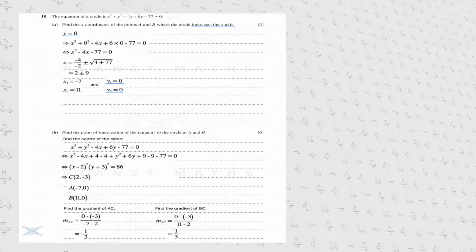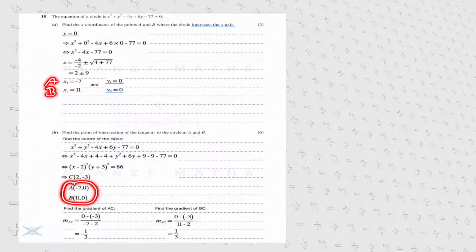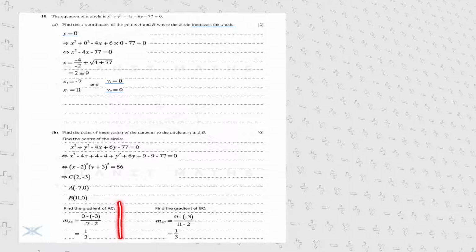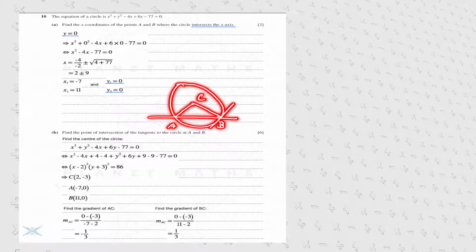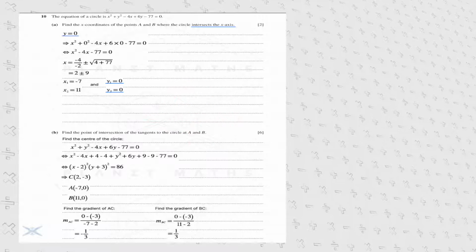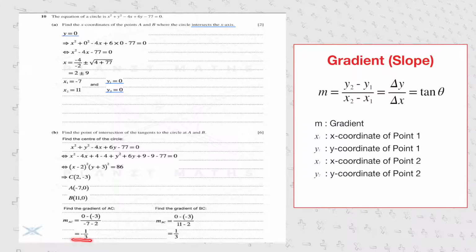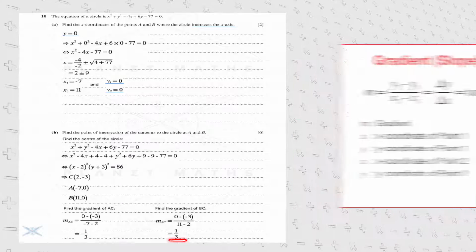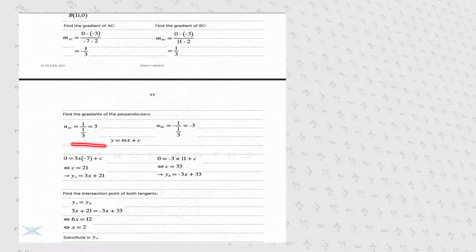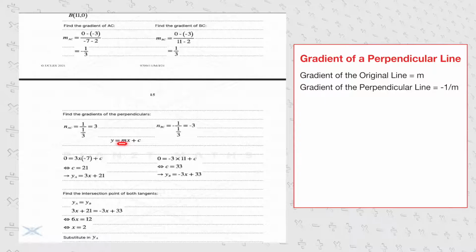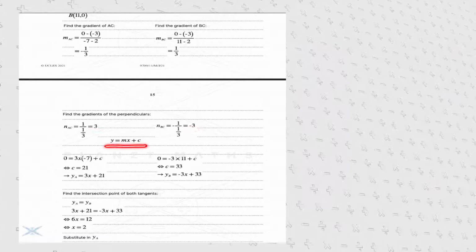From exercise 10a, we are also aware that points A and B are located at those coordinates. From there, we will have to find the gradients of AC and BC, the reason being that the radius is at a right angle to the tangents. Using the formula provided, the gradient of AC can be identified as -1/3 and that of BC as +1/3. The gradients of the perpendiculars can be found using the formula provided, and knowing the gradients of the tangents, we can now set up their linear equations in the form y equals mx plus c.